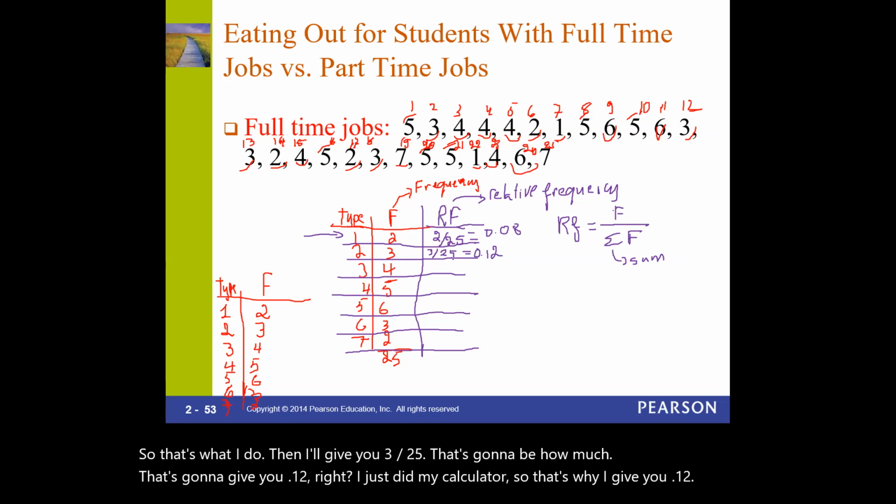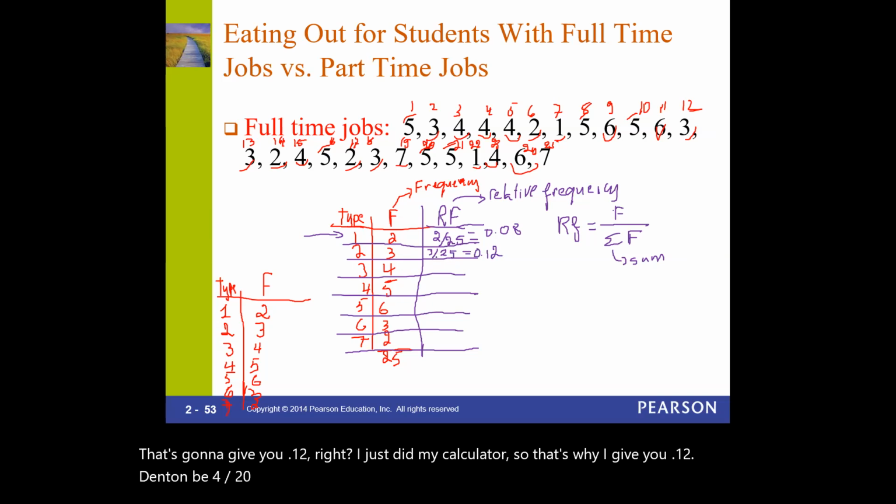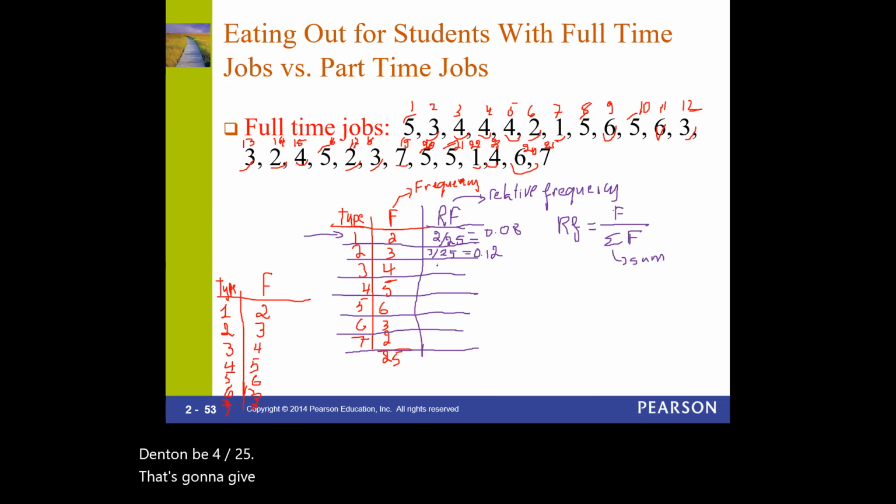Then that'll be 4 divided by 25. That's going to give you 0.16. I'm going to skip the steps so you already know what I'm doing. Then 5 divided by 25 gives you 0.2. Then 6 divided by 25 is 0.24. And then 3 divided by 25 is 0.12 again.